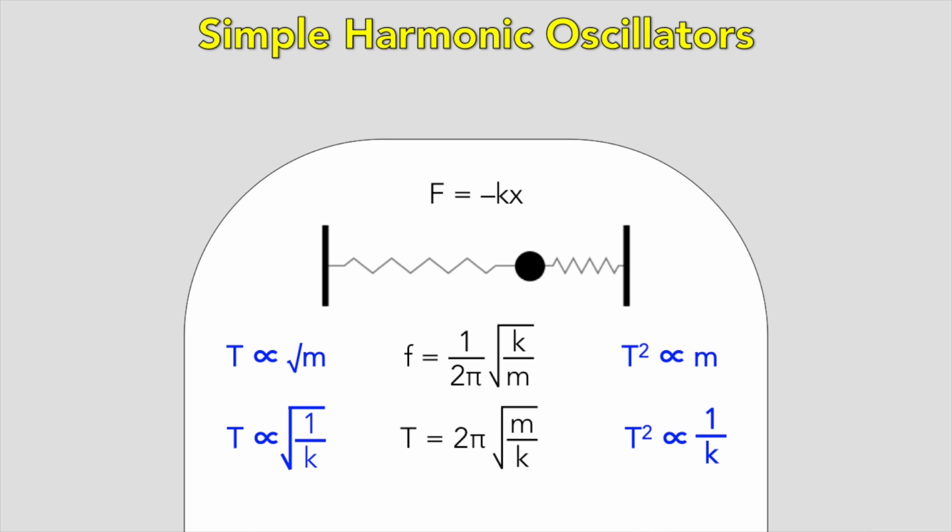There we go. It is helpful to remember that in parallel, k total is just k1 plus k2, etc. But in series, 1 over k total is the sum of 1 over k1 plus 1 over k2, etc. It's like circuits and resistance, but different.